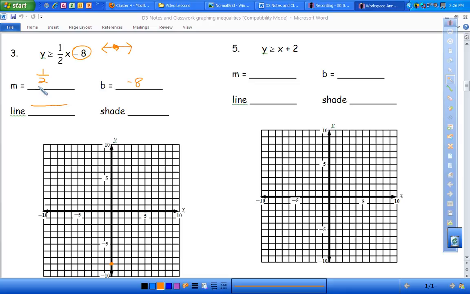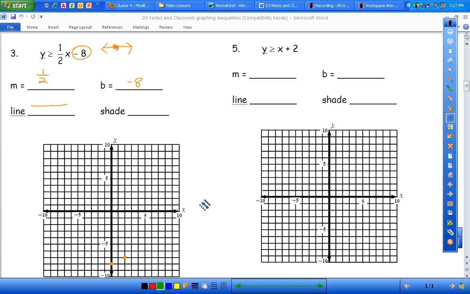Our rate of change is a positive 1/2. Since it's positive, we know our line is going to go up in this general direction. So to start right here, our rise is a positive 1, so we go up 1. Our run is a positive 2. We go to the right 2 points, and we will put our second dot right here. Now that we have our dots, we're ready to draw the line itself. Again, it's a solid line because our inequality is greater than or equal to.